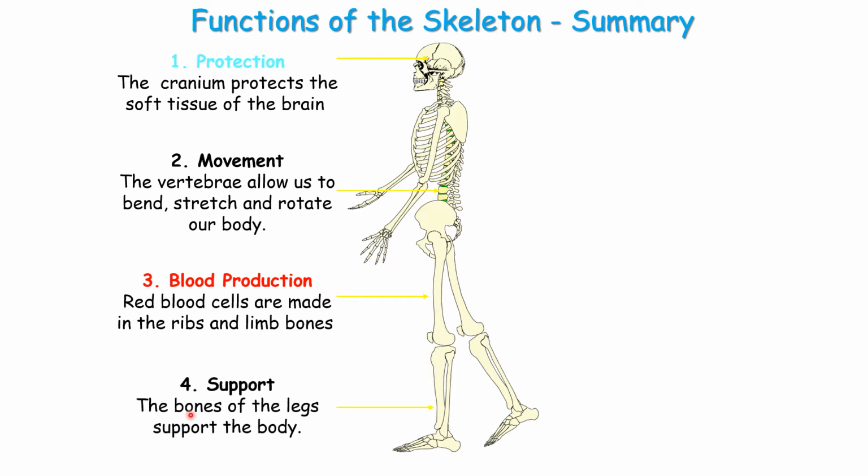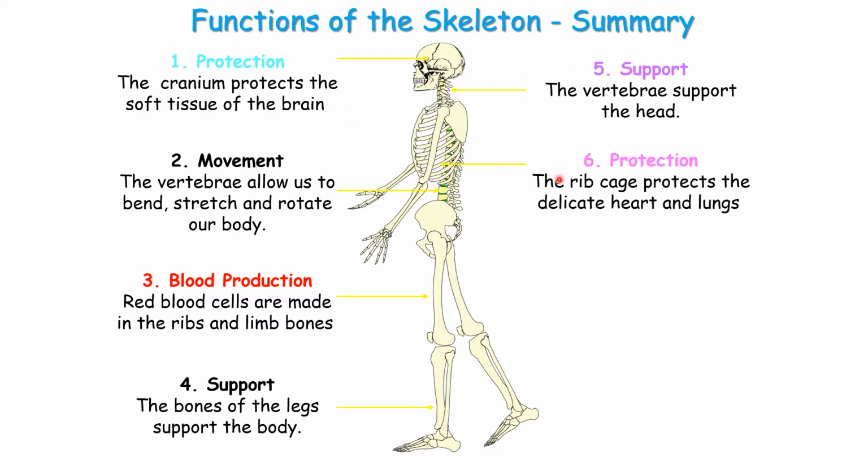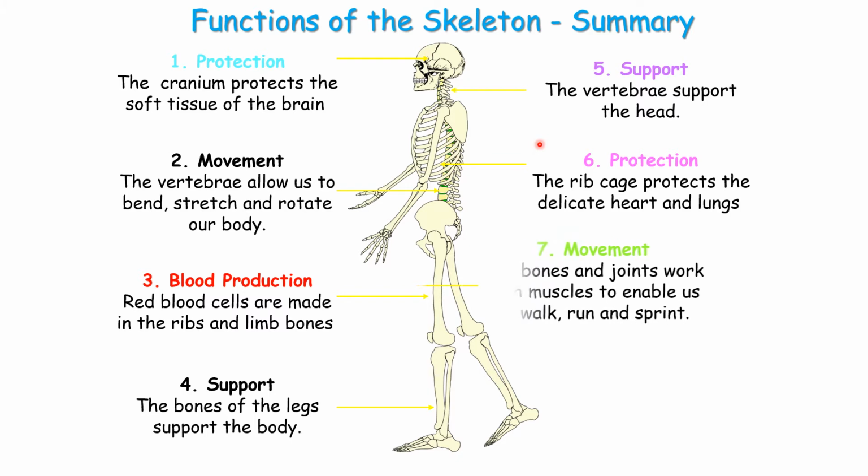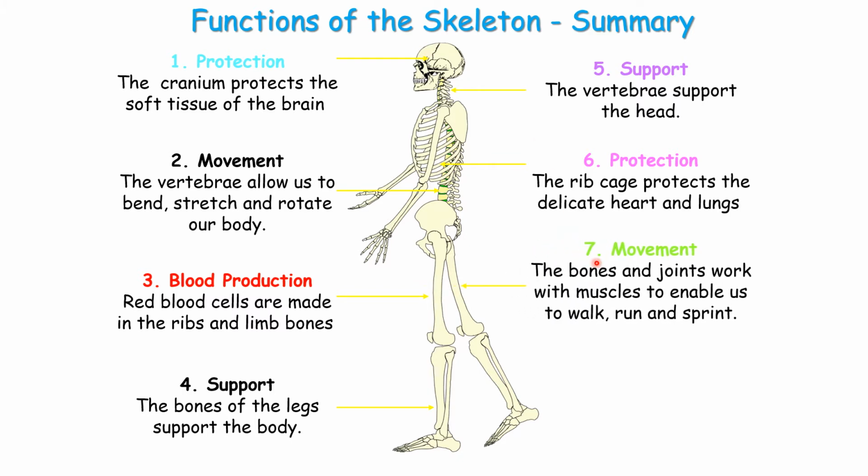And number four will be support. So the bones of the legs help support the body up. Other examples of support would be the vertebra supporting the head, so in your neck. Another example of protection, the rib cage protects delicate heart and lungs and different organs. And another example of movement, the bones and joints work with muscles to enable us to walk, run and sprint. So the muscles pull on the joints and act as levers to move your bones.